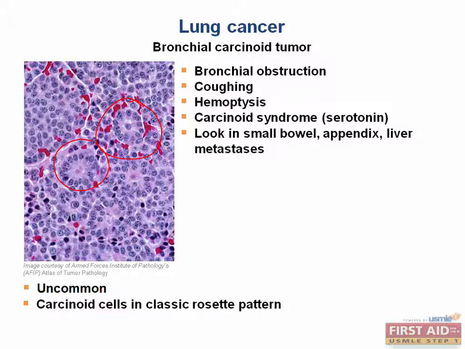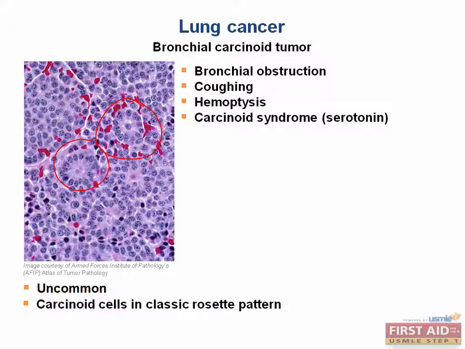Well, carcinoid tumors more commonly occur in the small bowel and appendix. However, you usually don't see carcinoid syndrome unless it metastasizes to the liver. Now, why do you suppose that is? Because the substances released by the carcinoid tumor in those locations are typically metabolized and inactivated by the liver.